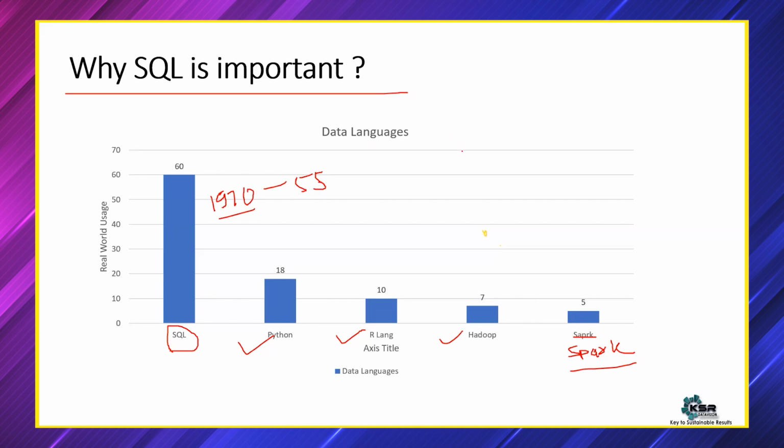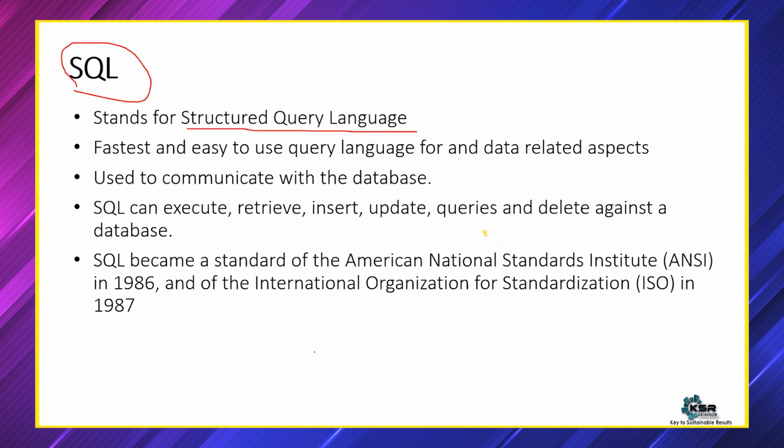Now, why is SQL important? With the introduction of SQL in the 1970s, how is it different? SQL is the fastest and easiest query language for any data-related aspects. If you want to communicate with any specific database, data mart, or data warehouse, SQL is the fastest and easiest way to connect, interact, and make changes.